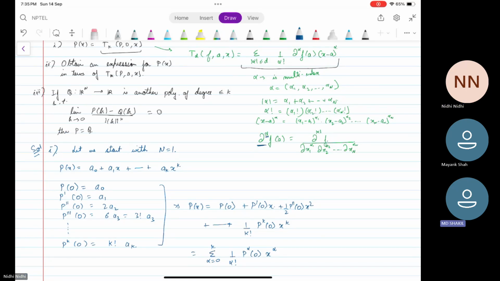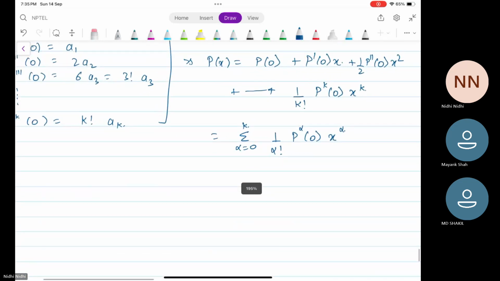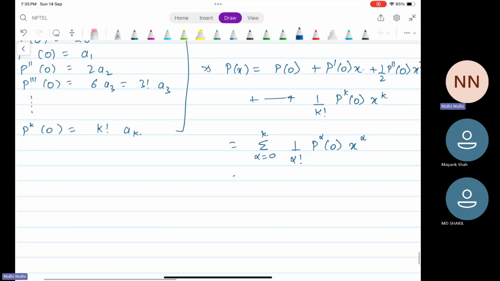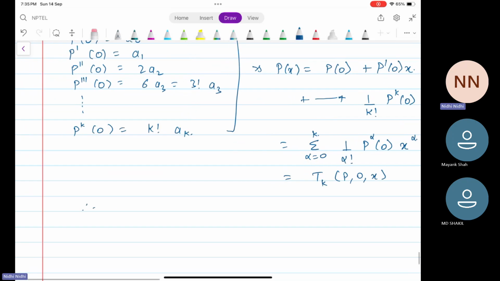Yes, ma'am. So this can be written as T_k p(0)(x). Therefore, p(x) is equal to T_k p(0)(x).